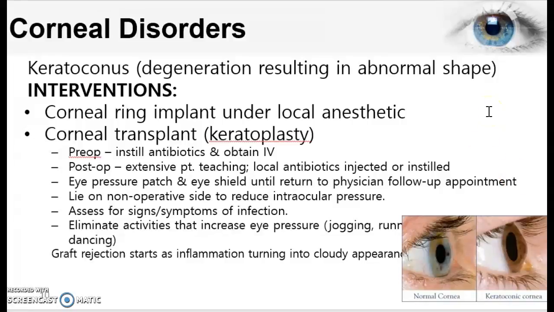And so the two main interventions that are done for this are a corneal ring implant, which is done under local anesthetic and is usually a fairly quick surgery, as well as a corneal transplant or keratoplasty. I can't speak today. Anyway, you get the picture.